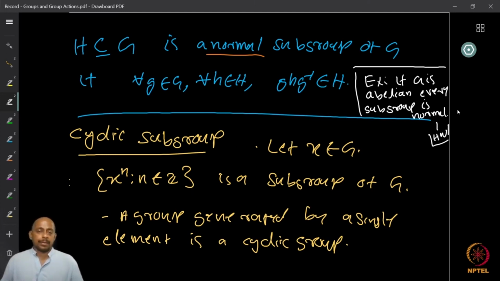Because we can also define the negative power. You can look at the whole of Z under this operation star, right? So x raised to n, for n belonging to Z, one can show is a subgroup of G, right?